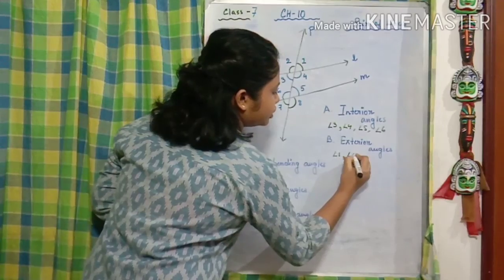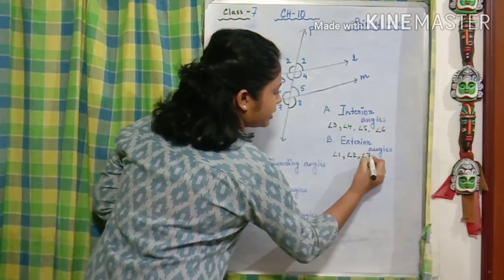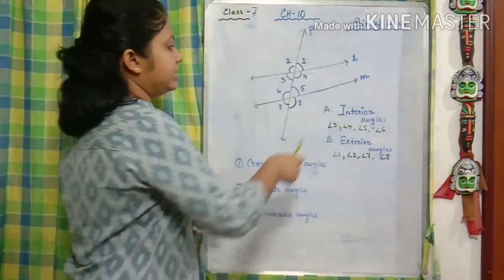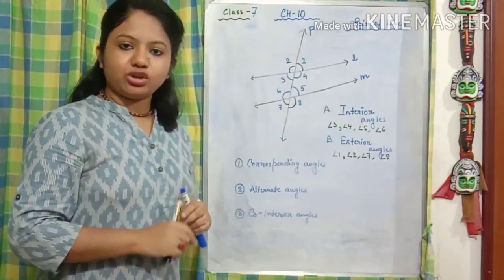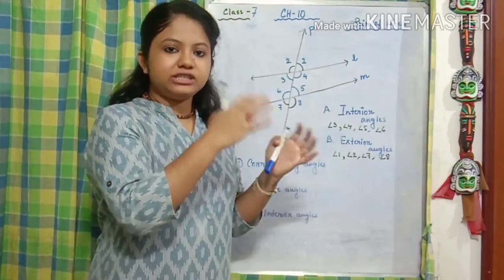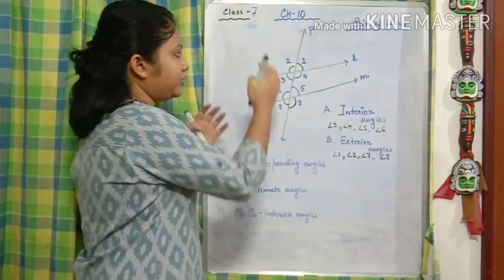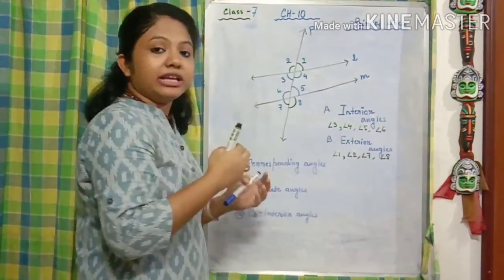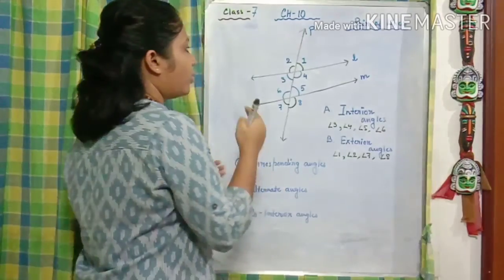1, 2, 7 and 8. Okay. Now these two are the broad classification of the angles. Now if we are taking more precise, we are watching more intricately inside these angles, we can find 3 more angles. Okay. What they are called?